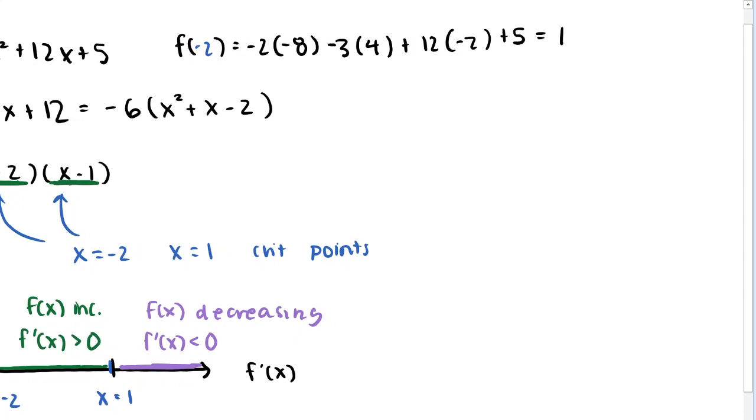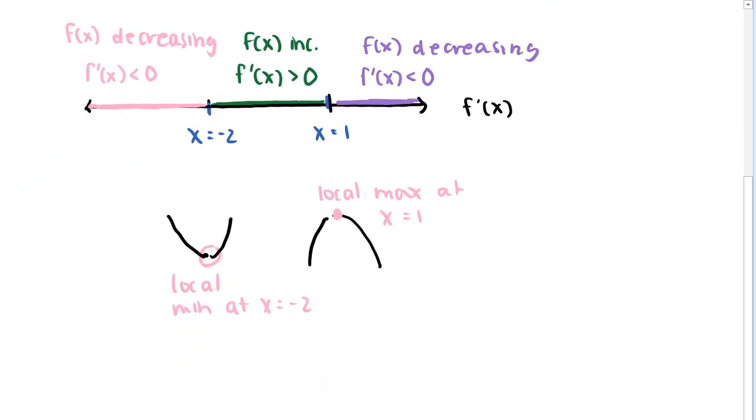And so this is +16 minus 12. This is then -24 plus 5. So this comes out to be 4 minus 24, so that's -20 plus 5. This is -15. So all that to say that this local minimum is at the point x is equal to -2, y is equal to -15.